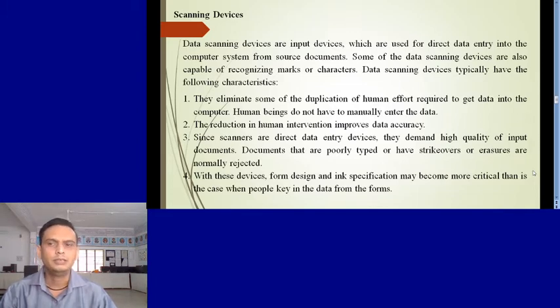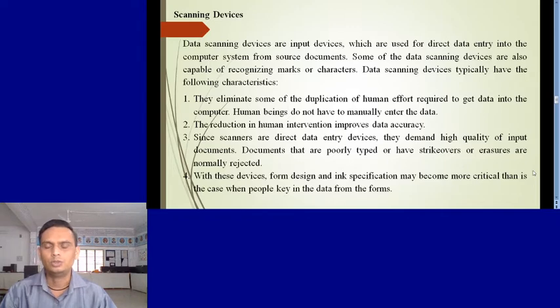Normally the scanning devices have the following characteristics: they can eliminate the duplication of human effort. Reduction of human intervention improves the data accuracy, because no other information can be provided by the human. It is scanned by the machine and provided to the computer system.